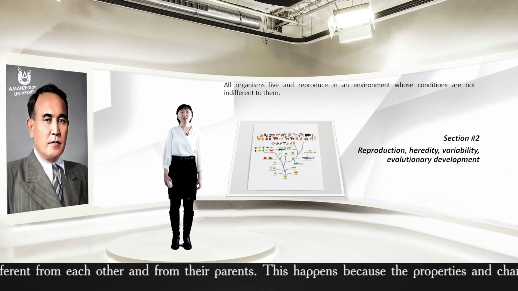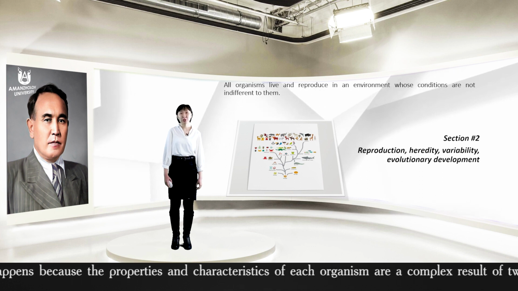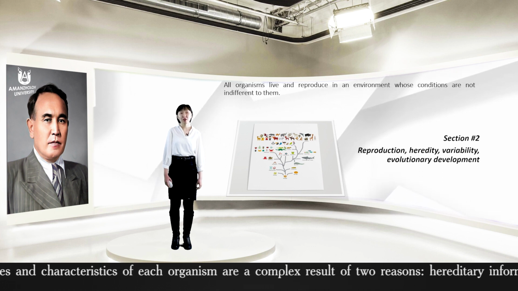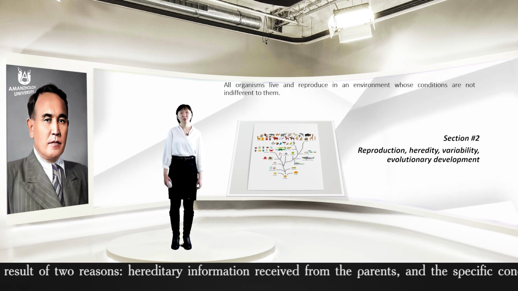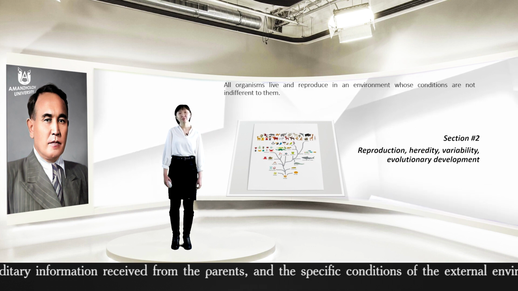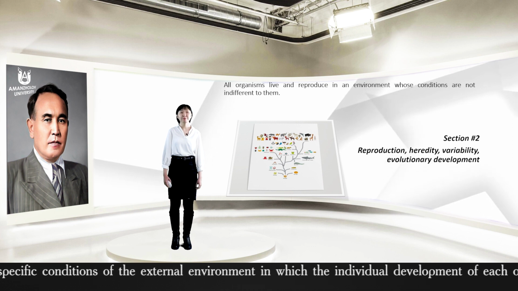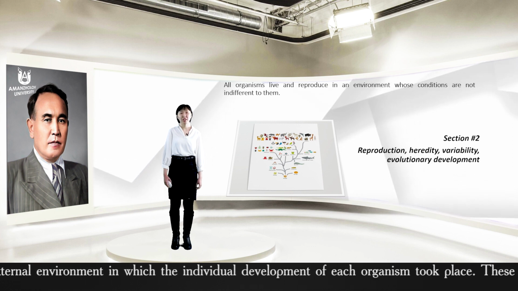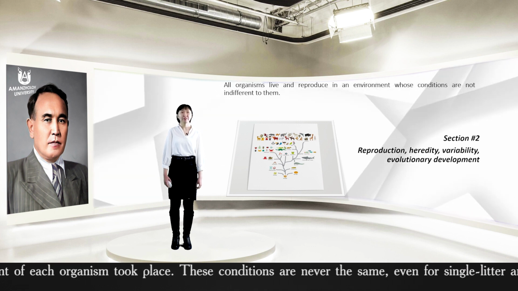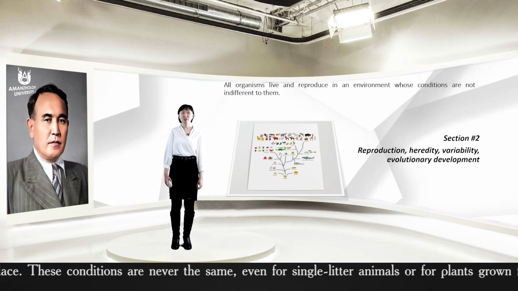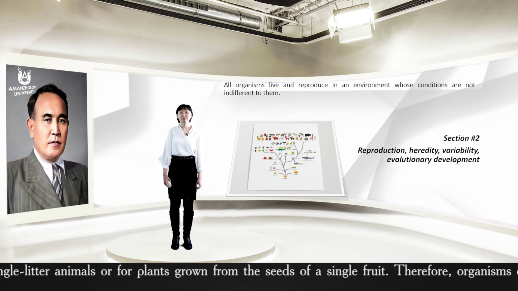Variability is expressed in the fact that in any generation, individuals are somewhat different from each other and from their parents. This happens because the properties and characteristics of each organism are a complex result of 2 reasons: hereditary information received from the parents and the specific conditions of the internal environment in which the individual development of each organism took place. These conditions are never the same, even for single-litter animals or for plants grown from the seeds of a single fruit.